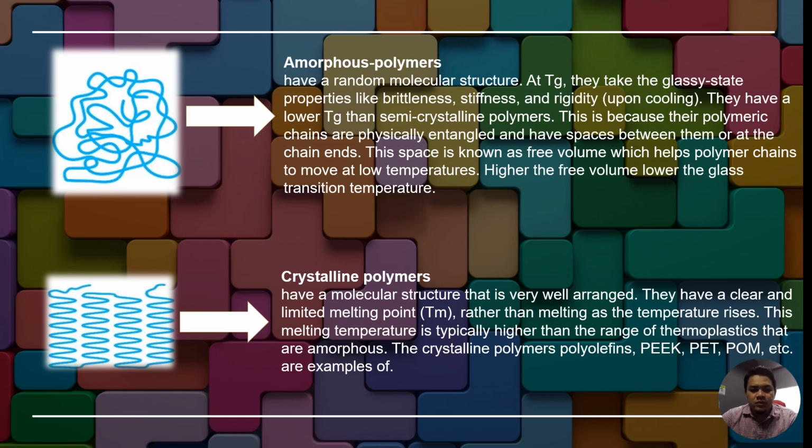Okay, number two is crystalline polymers. Okay, crystalline polymers have a molecular structure that is very well arranged. They have a clear and limited melting point, rather than softening as the temperature rises. This melting temperature is typically higher than the range of thermoplastics that are amorphous. The crystalline polymers polyethylene, PEEK, PET, and POM are examples.